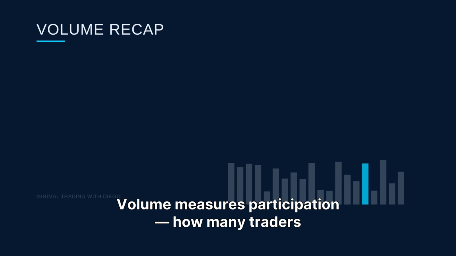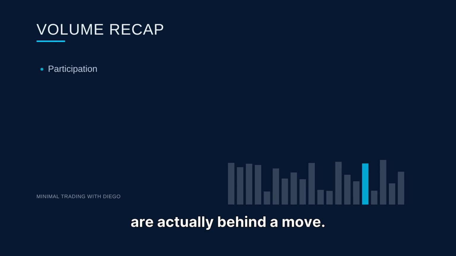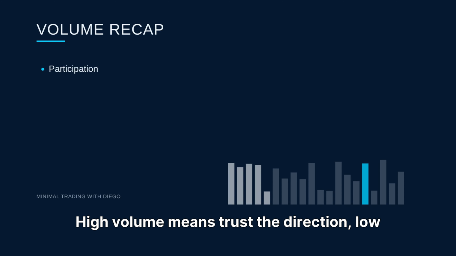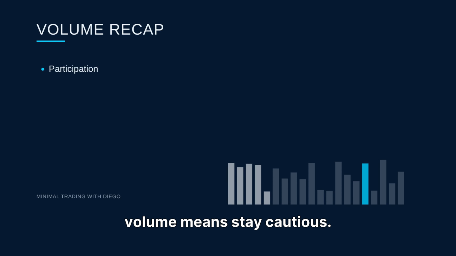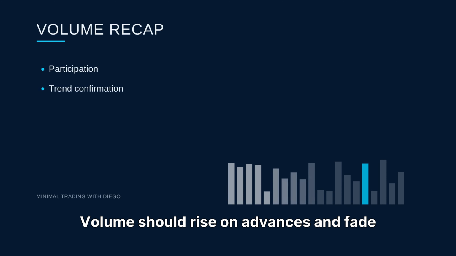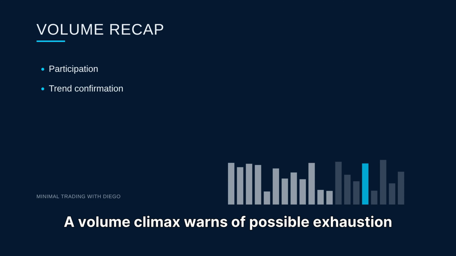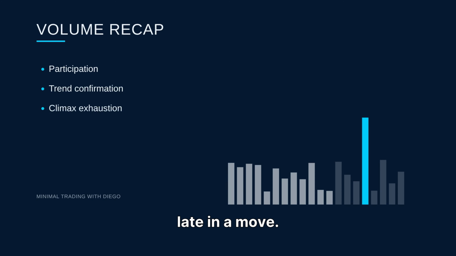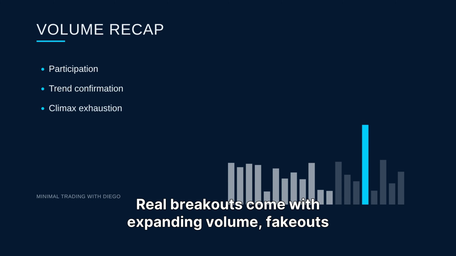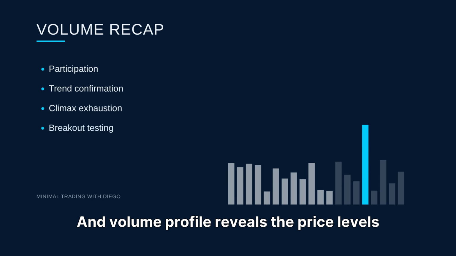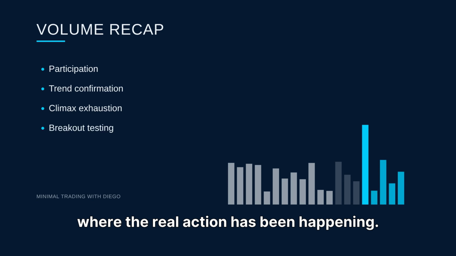Let's recap. Volume measures participation. How many traders are actually behind a move? High volume means trust the direction. Low volume means stay cautious. Volume should rise on advances and fade on pullbacks in a healthy trend. A volume climax warns of possible exhaustion late in a move. Real breakouts come with expanding volume. Fakeouts don't. And volume profile reveals the price levels where the real action has been happening.